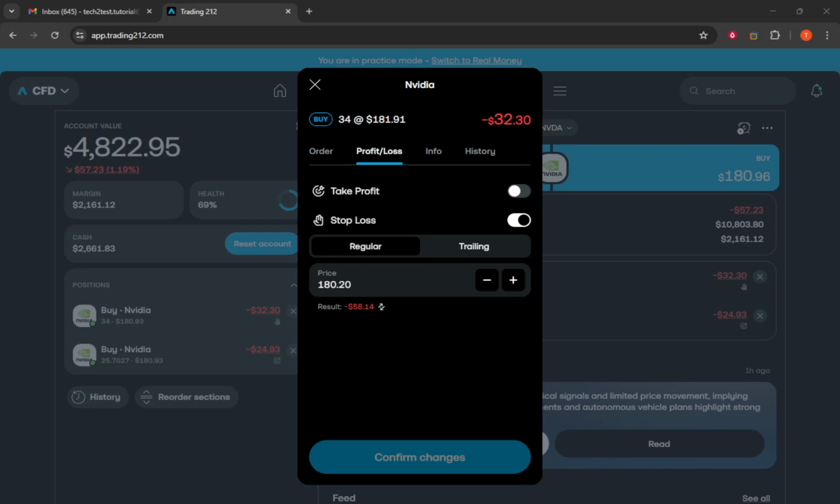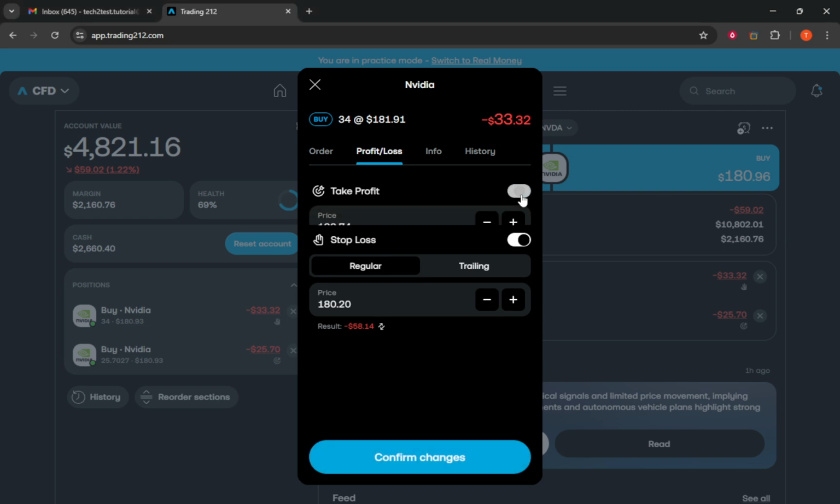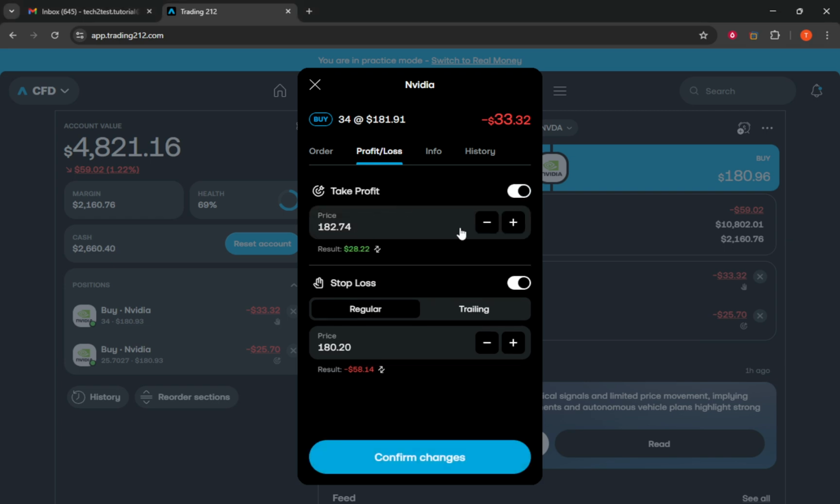In today's video, I'm going to teach you how to take profit in Trading 212. Before we jump into the platform specifics, let's get clear on what a take profit actually is. A take profit order is a preset instruction that automatically closes your trade when the price reaches a level you choose, so your gains are locked in without you having to watch the screen all day. Think of it as your exit plan when things go your way.